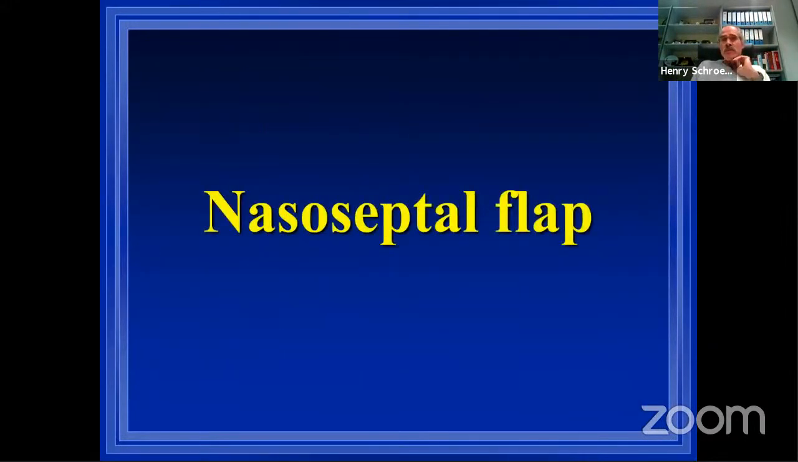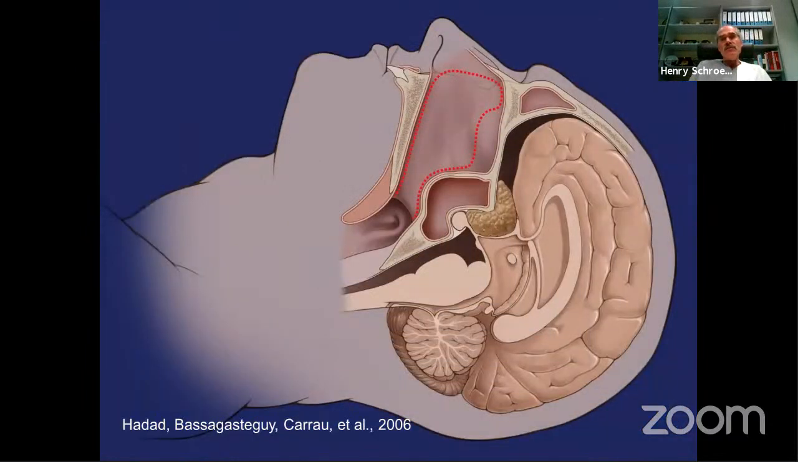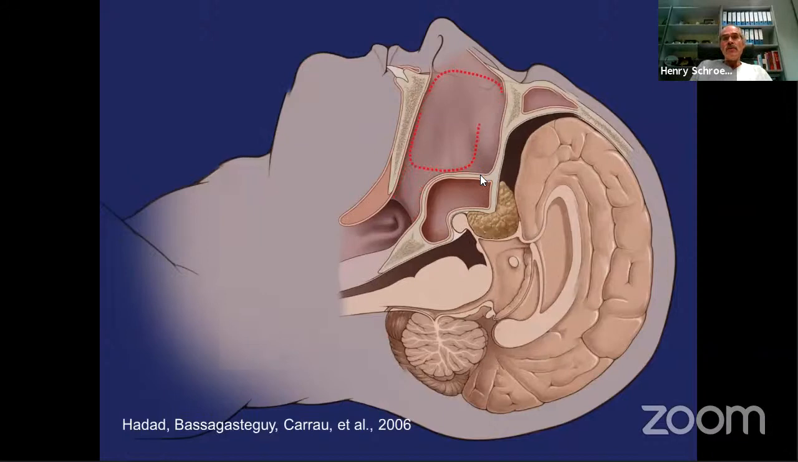The nasoseptal flap should always be taken when you expect that there is a dural opening with a major CSF leakage. When the nasal flap is taken, you can tailor it to the expected size of your skull base defect. It's important that you leave this area here because of the olfactory mucosa.